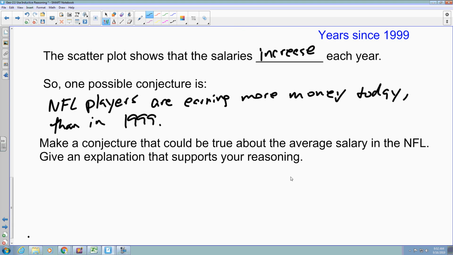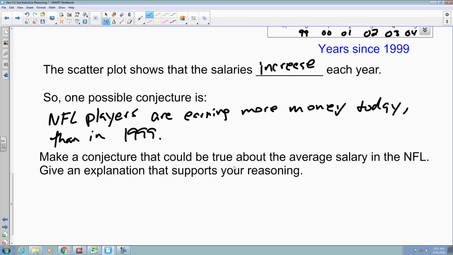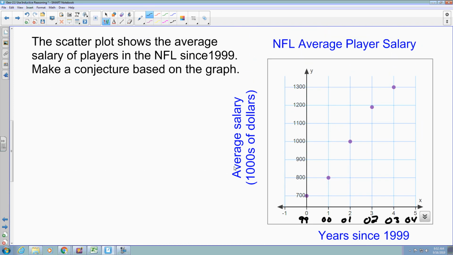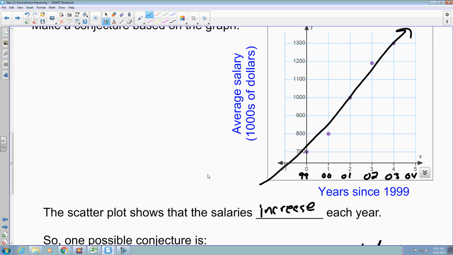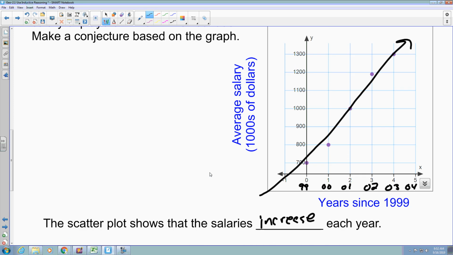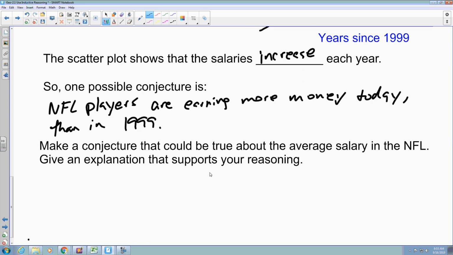So here it says make a conjecture that could be true about average NFL salaries, and then give an explanation that supports your reasoning. All right, so what we can say is just by looking at the graph, it seems to be moving up, in a positive slope. So it's not necessarily linear, but it would definitely be increasing over the course of many years. And that is being able to use inductive reasoning. Hope this helps.